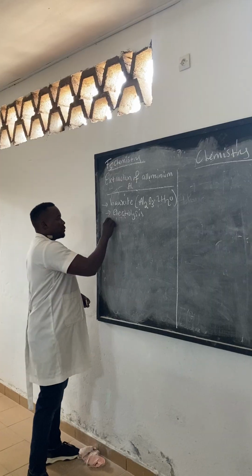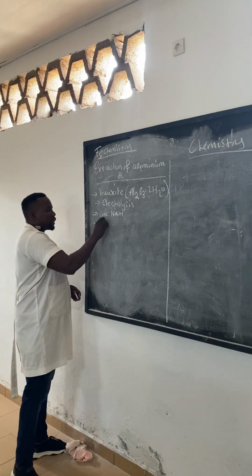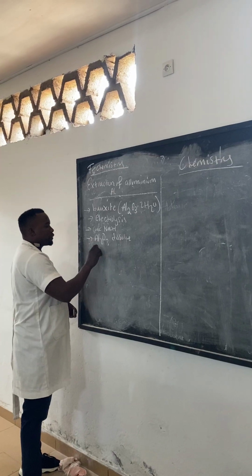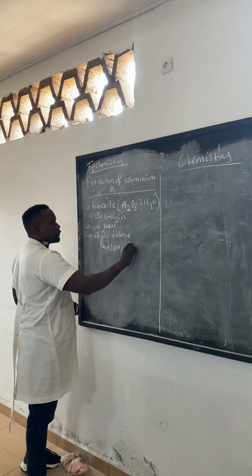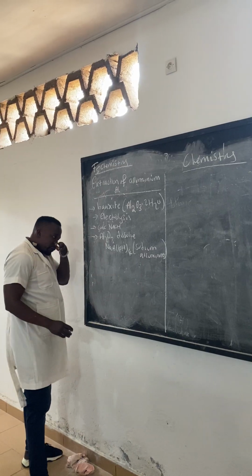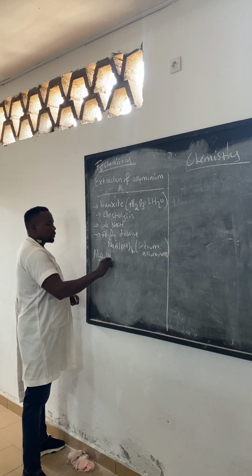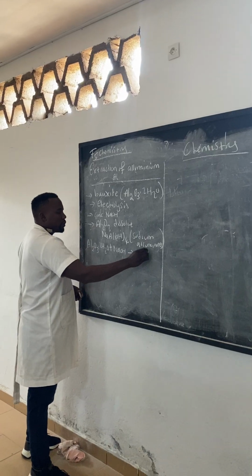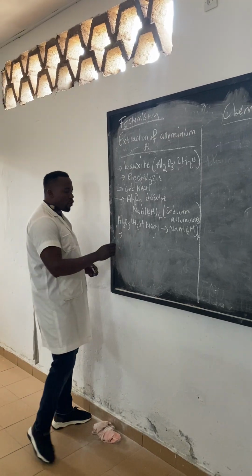Bauxite is purified by mixing it with concentrated sodium hydroxide. The pure part of bauxite, which is aluminium oxide, dissolves in the sodium hydroxide to form sodium aluminate. From there, you can give the equation. We have the ore bauxite plus sodium hydroxide to give sodium aluminate.